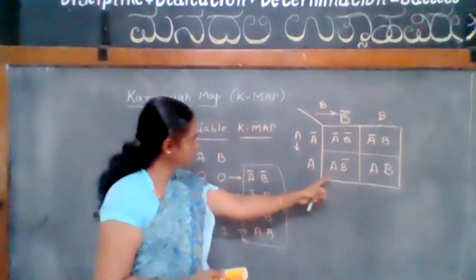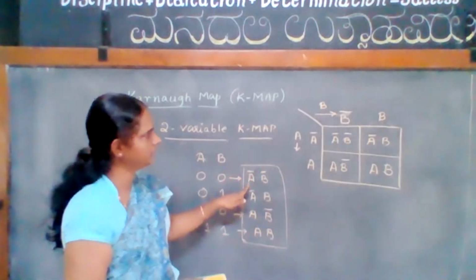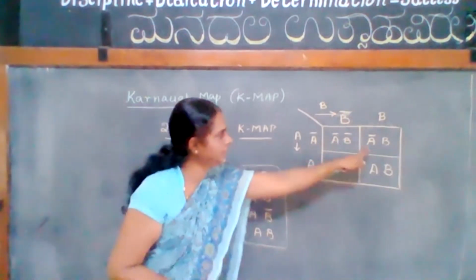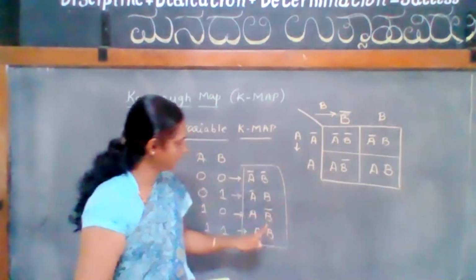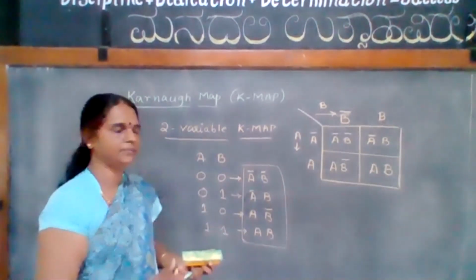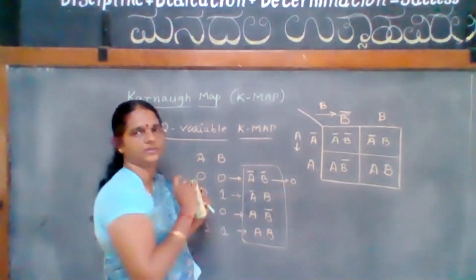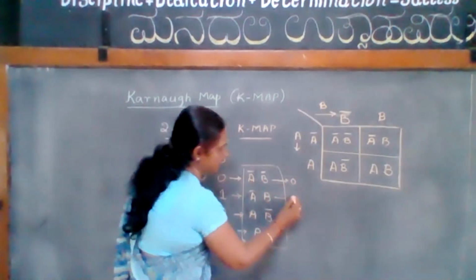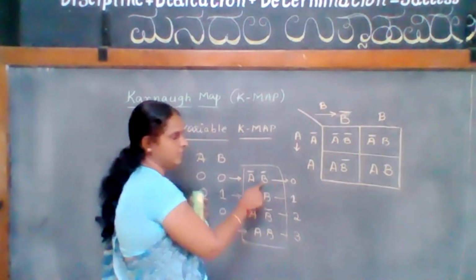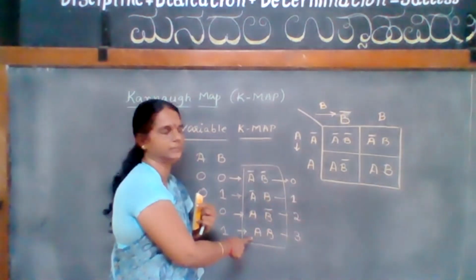Now let us verify with the truth table, or the possible combinations. A complement B complement we have written here. A complement B we have written here. AB complement is here. AB is in the fourth cell. For that we represent, this is in the zeroth row, right? The first 0, 0 is called the zeroth row. This is first row, second row, and third row. So this is the zeroth min term, first min term, second min term, and third min term.